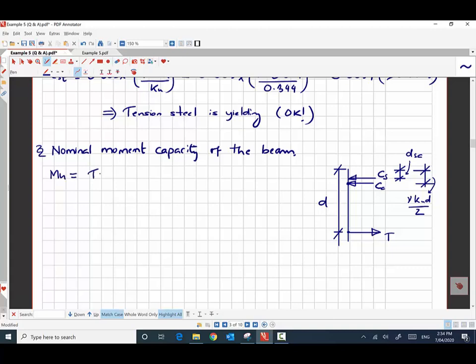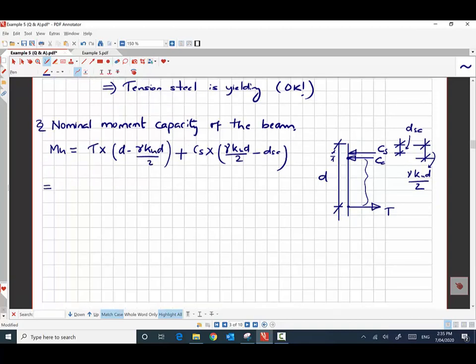as T multiplied by this distance, which is d minus gamma Ku d over 2, and Cs, which is also acting anti-clockwise, this distance, which is Ku d times gamma Ku d over 2 minus dsc. T is nothing but area 3694.5 by 500.